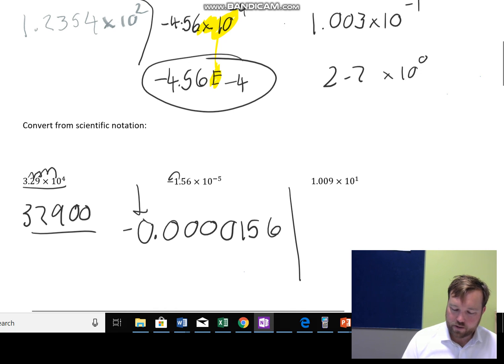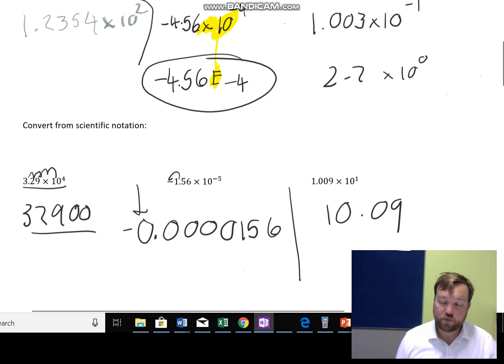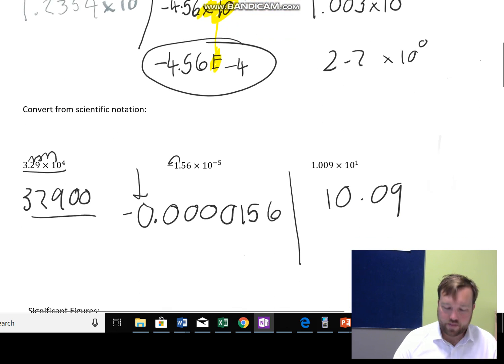This here, times 10 to the 1, means we're just jumping 1 this way, making it a bigger number, so it becomes 10.09. Alright, hopefully you've seen that before, and it's not too confusing. We will do some practice on that in the class.